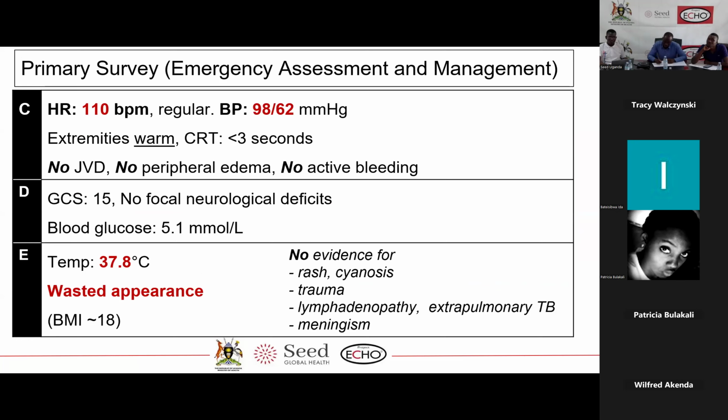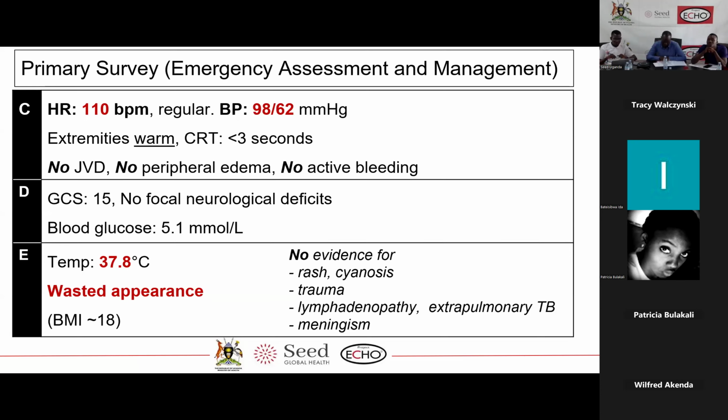On circulation, the patient was tachycardic with a heart rate of 110 per minute, hypotensive with a BP of 98/62. Extremities were warm, regular pulse with a capillary refill time of less than 3 seconds. He had no jugular vein distension, no peripheral edema, no active bleeding. On disability, he was alert with a GCS of 15, no focal neurological deficit. His blood glucose was 5.1 millimole per liter.